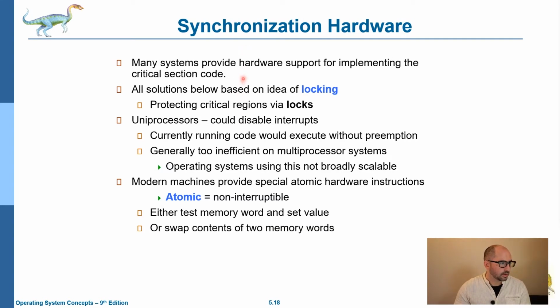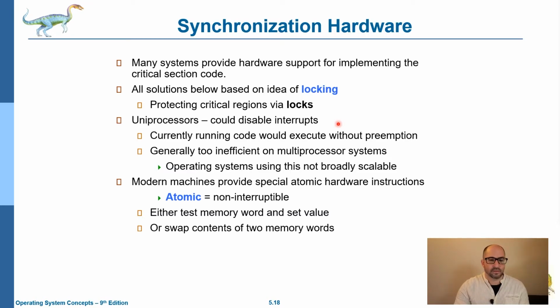So critical sections are a well-known concept, and there is hardware support. But most of those solutions are based around the idea of locking. So we protect a critical region by locking it. You must acquire the lock before you can enter a critical section, and then you must return the lock when you are done. Critical sections could be protected using locks that disable interrupts to make sure that there are no issues there. But this is generally really inefficient, especially in multiprocessor systems. And as our multiprocessor systems scale, this is not a scalable solution.